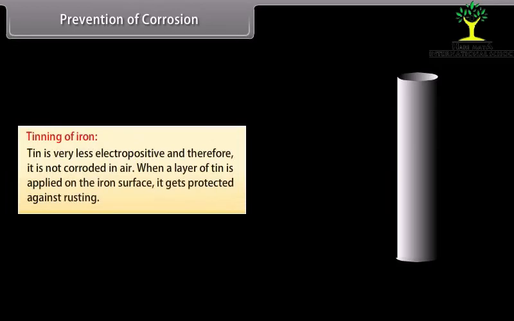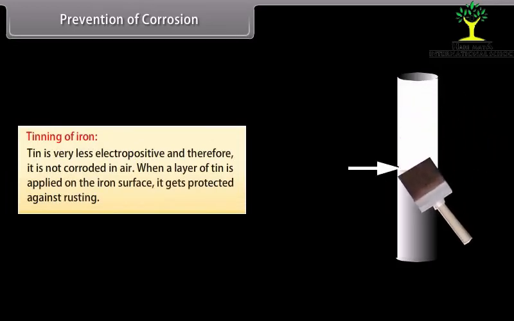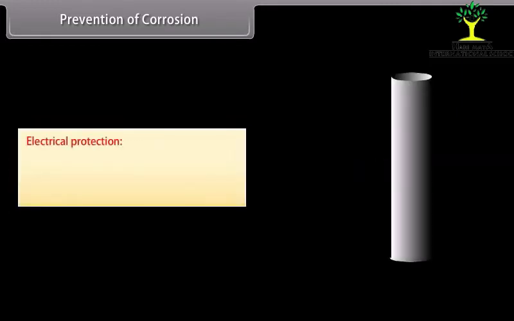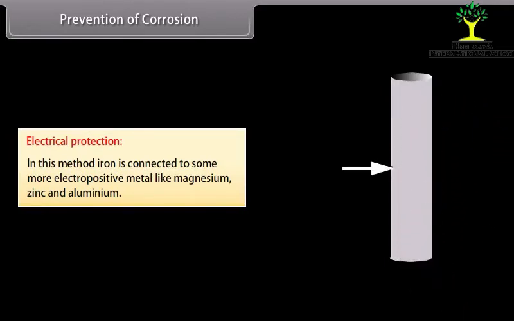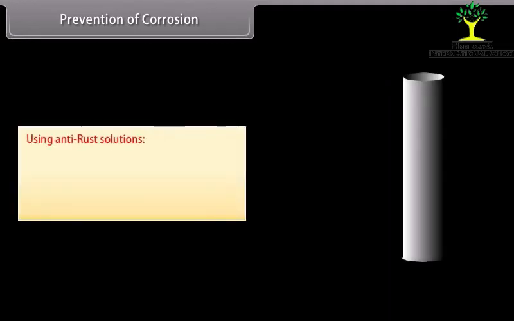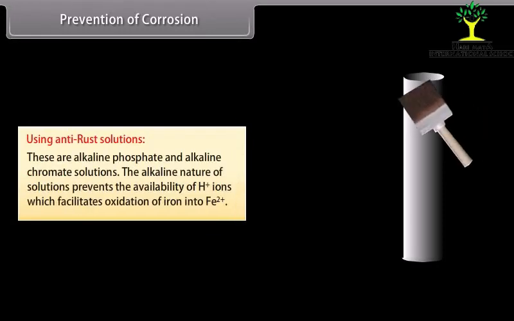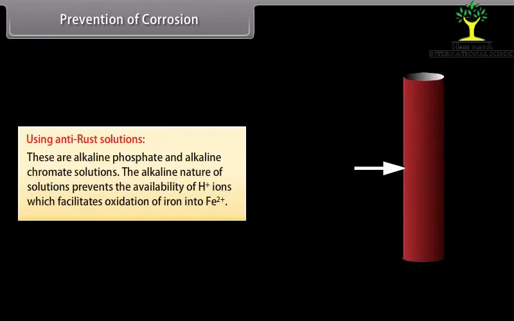Tinning of iron. Tin is much less electropositive and therefore it is not corroded in air. When a layer of tin is applied on the iron surface, it gets protected against rusting. Electrical protection. In this method, iron is connected to some more electropositive metal like magnesium, zinc and aluminium. Using anti-rust solutions. These are alkaline phosphate and alkaline chromate solutions. The alkaline nature of the solutions prevents the availability of H+ ions, which facilitates oxidation of iron into Fe+2.